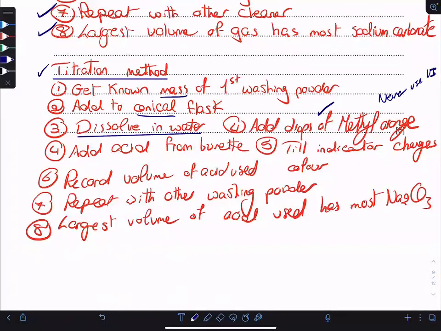And then you will add the acid from the burette till the indicator changes color. Record the volume used of the acid. Repeat with the other washing powder. The one which required the largest volume of acid has the most sodium carbonate.